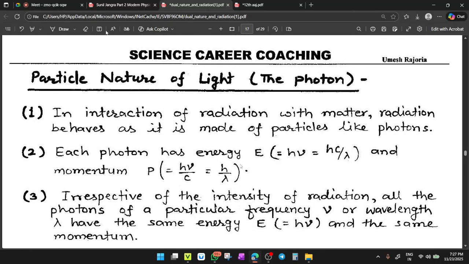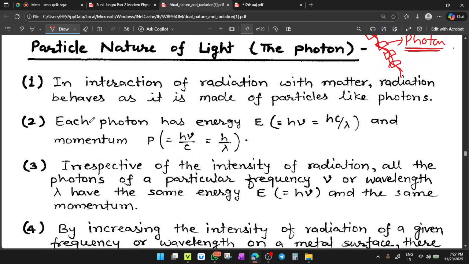So what is photon? Photon is the quanta of light. Quantum of light means the light comes to any point by carrying some energy bundles. These energy bundles, these energy packets, these quantums of energy are all called photons. In the case of light signal, these are called photons. In the interaction of radiation with matter, radiation behaves as if made of particles like photons. Each photon has energy E equals h nu, and equals hc by lambda.